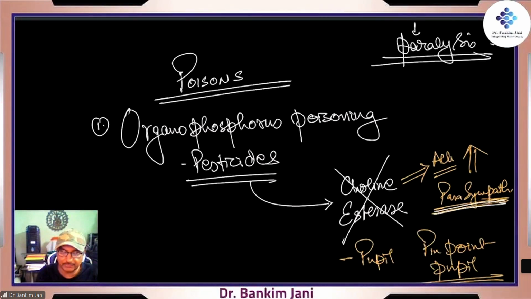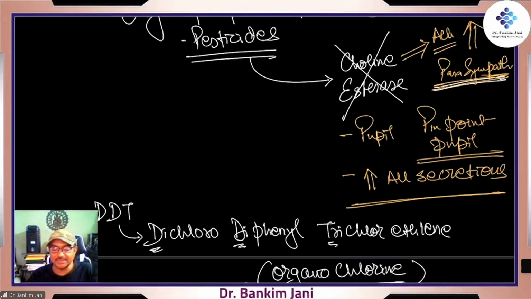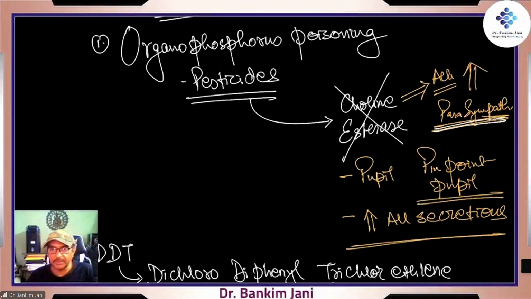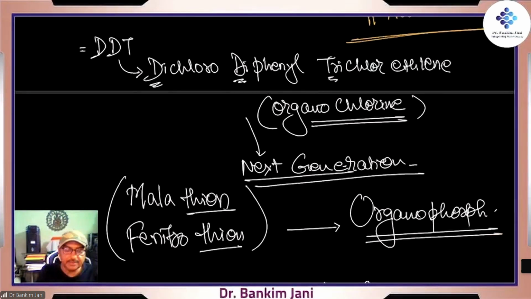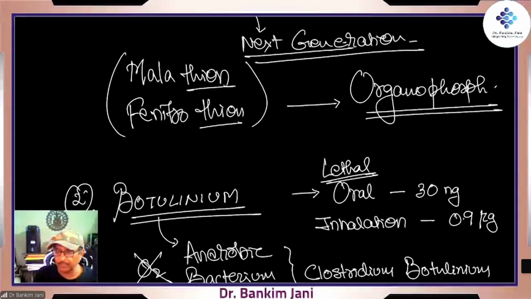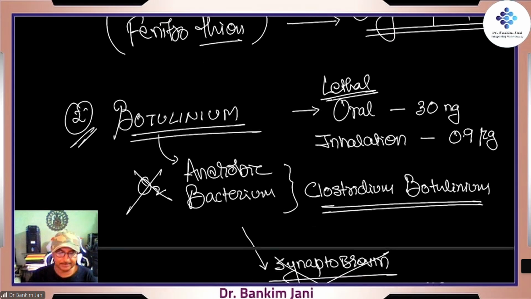Then we talk about those poisons. One of the poisons is organophosphorus poison, the pesticides. These pesticides block cholinesterase. Once cholinesterase is blocked, acetylcholine keeps on acting, right? There is overstimulation of the parasympathetic system, so there are pinpoint pupils and an increase in all secretions. DDT, dichlorodiphenyl trichloroethane, is an organochlorine. This was also dangerous, but less so. The newer ones, malathion and parathion, are very powerful organophosphorus pesticides, and they are considered the next generation of organophosphorus.